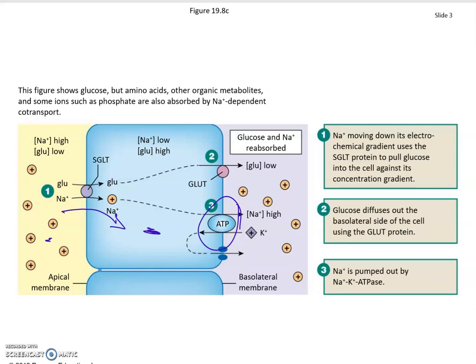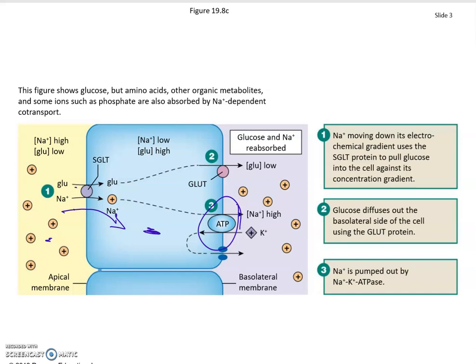As sodium is going down a concentration gradient, it gives glucose a free ride. So we have a sodium glucose co-transporter here where they both go in the same direction. And then the glucose goes out the cell and gets back into the blood through this glucose transporter molecule.